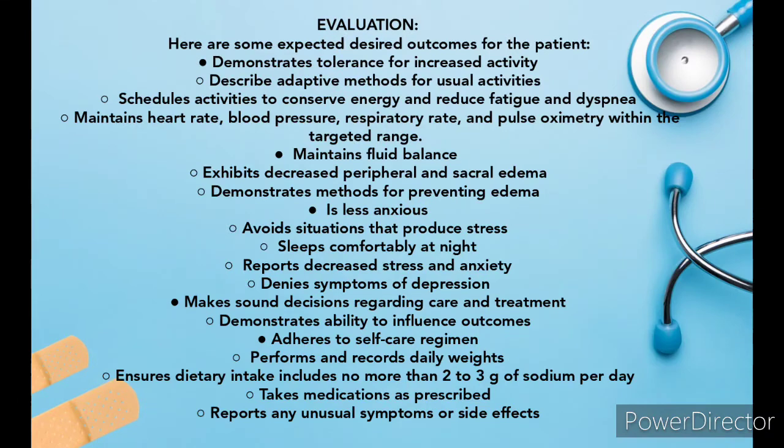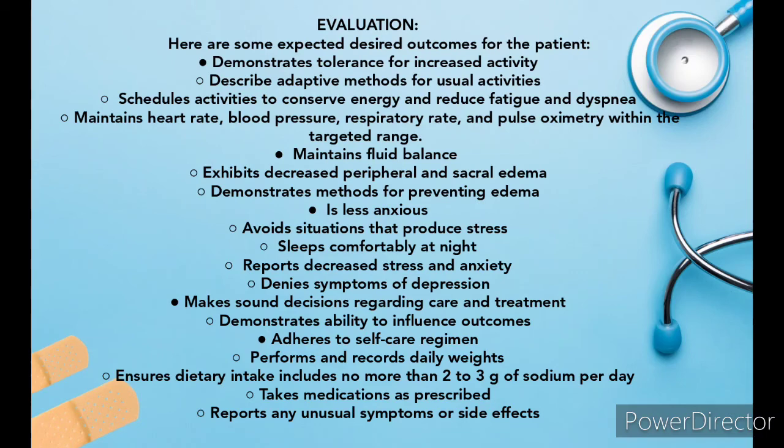Last is the evaluation. Here are some expected desired outcomes for the patient. First, demonstrates tolerance for increased activity. Describes adaptive methods for usual activities. Schedules activities to conserve energy and reduce fatigue and dyspnea. Maintains heart rate, blood pressure, respiratory rate, and pulse oximetry within the targeted range. Second, maintains fluid balance. Exhibits decreased peripheral and sacral edema. Demonstrates methods for preventing edema.